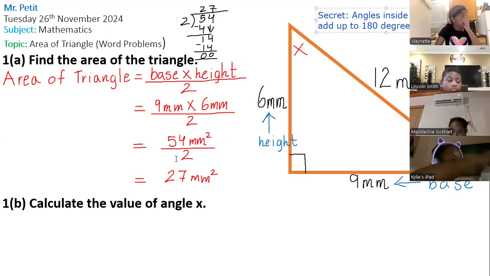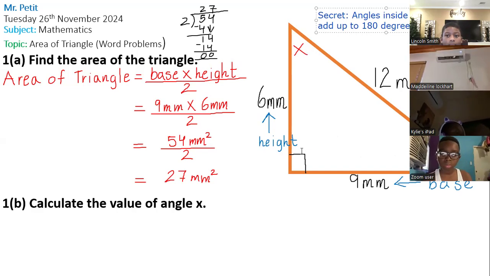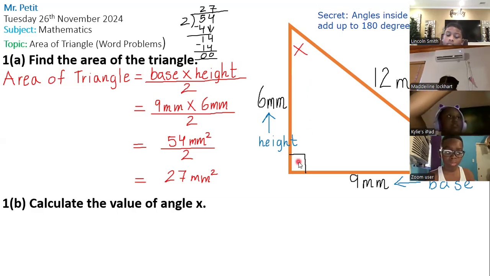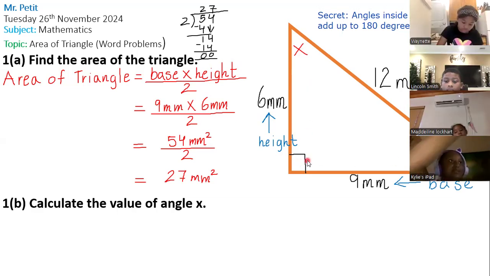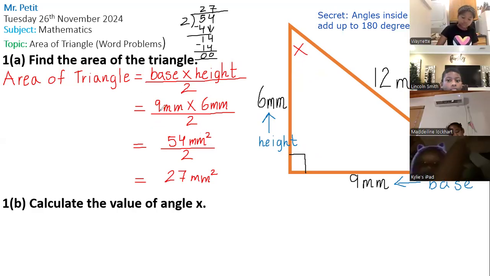So, okay, how are we going to figure out what angle X is? We know that angles inside a triangle add up to 180 degrees. So that means that angle X and this one right here and this one right here must all add up to 180 degrees. So X and this one and 33 must all add up to 180 degrees. So what must we do in order for us to answer this? The first thing... I feel so smart now.